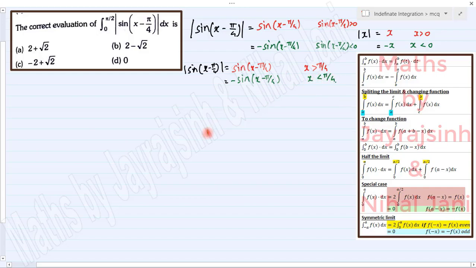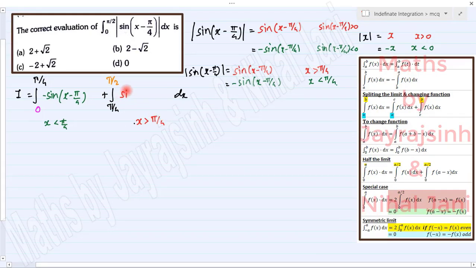So your changing point is π/4, which is within the limit of 0 to π/2. So we have to split our integration from 0 to π/4 and from π/4 to π/2. Now, for 0 to π/4, your x is less than π/4, so your function will be −sin(x − π/4). And for x greater than π/4, your function will be sin(x − π/4).